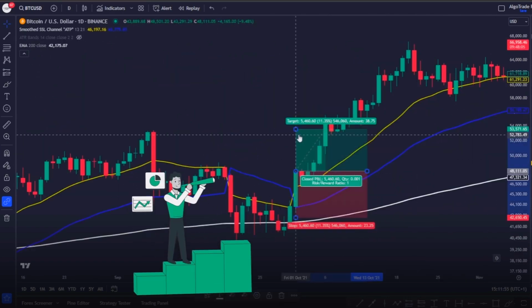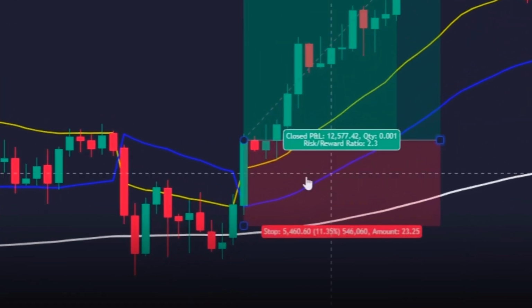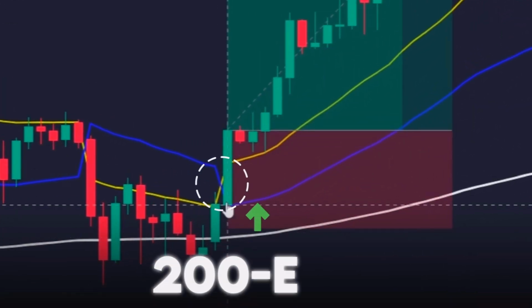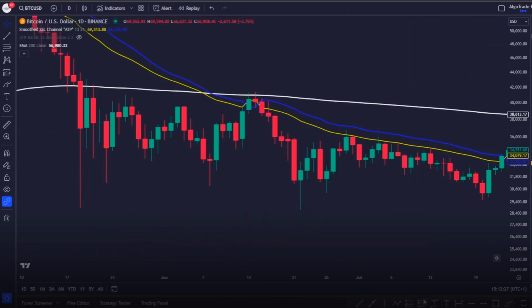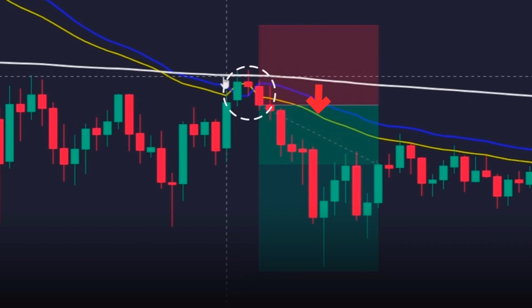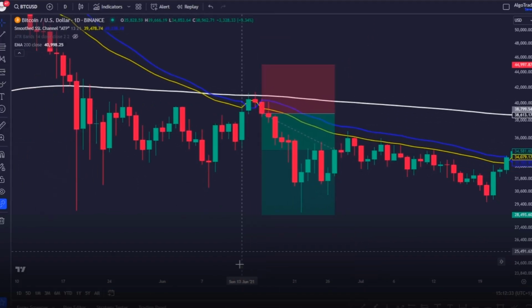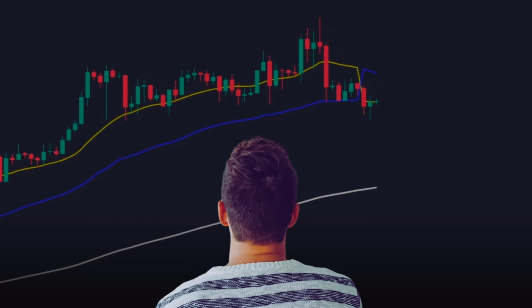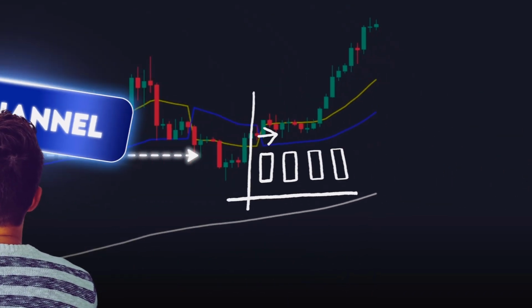Here you have an example of a long position where the price is above the 200 period exponential moving average, and here we have a short trade example where the price is below the baseline. And in short, these are our backtest conditions. Let's now see how the new SSL channel will perform.